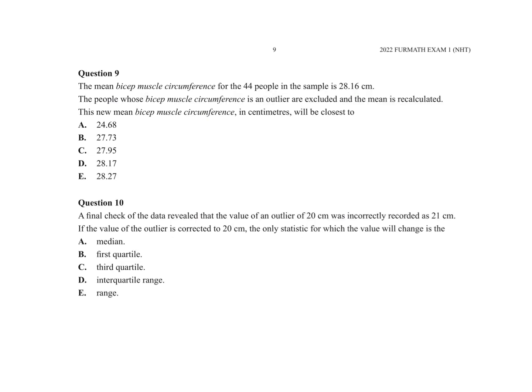Okay, so the mean bicep circumference for the 44 people in the sample was 28.16. The people whose bicep muscle circumference is an outlier are then excluded, and the mean is recalculated. The new mean bicep muscle circumference will be... All right, so first of all, how do you find the mean? The mean is you add up all the values and you divide by n.